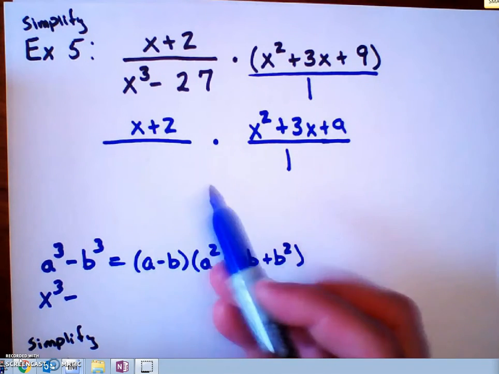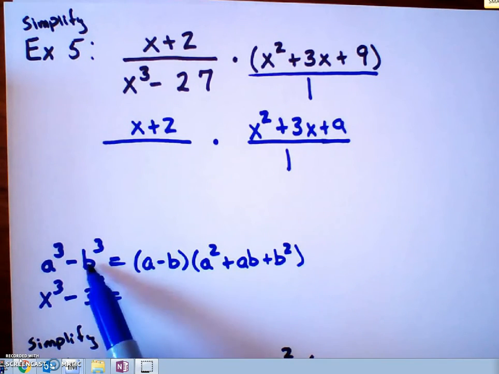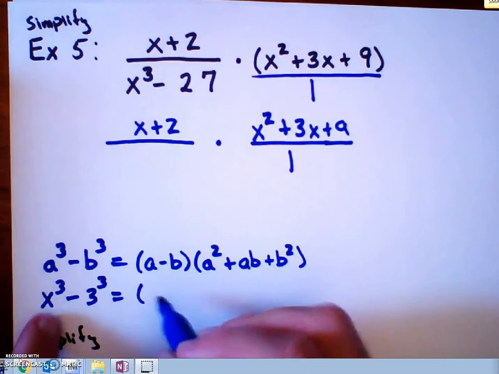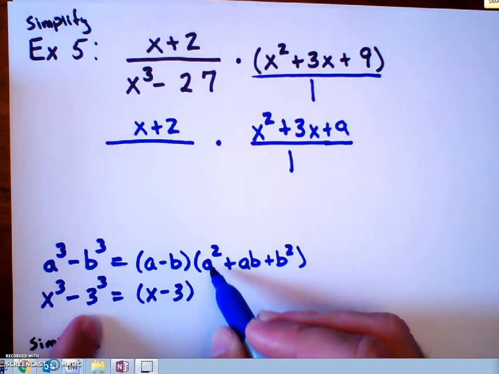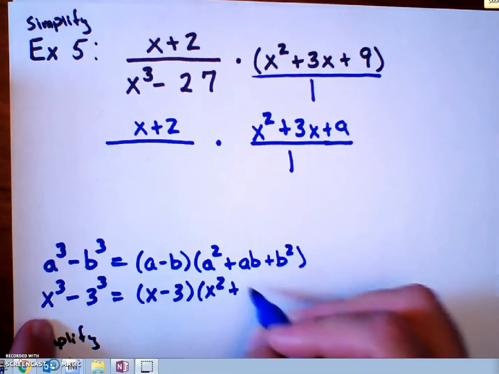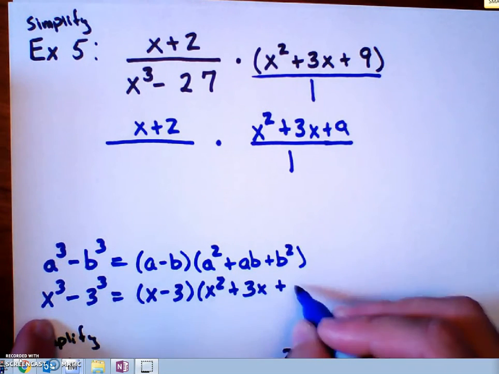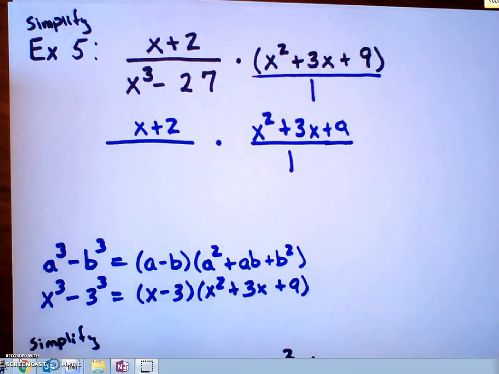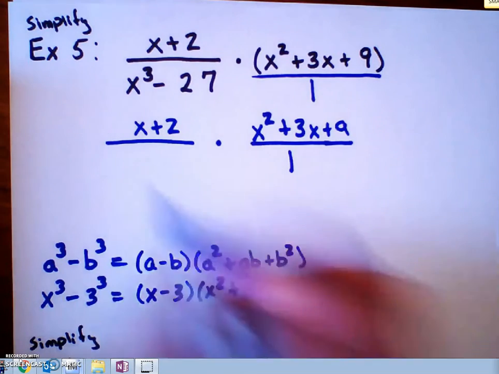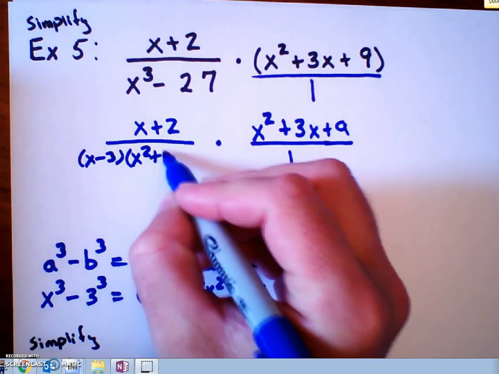So what raised to the third power gets you 27? That would be 3. So in this case, our a is x and our b is 3. All we're going to do is replace all of those with what we have here. So a minus b is x minus 3. A squared is now x squared. A times b is x times 3, which is 3x. And then plus b squared, well, my b is 3. 3 squared is 9. Again, this is something you've already learned. That's why I went through that quick. But that is our factor of the denominator, which is going to go here. So x minus 3, then x squared plus 3x plus 9.